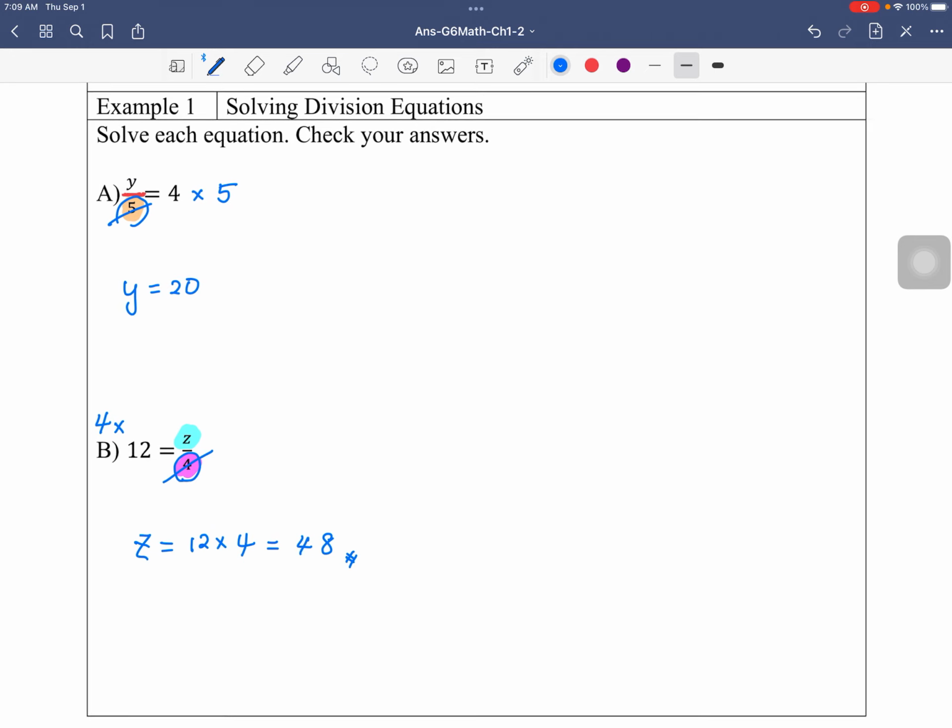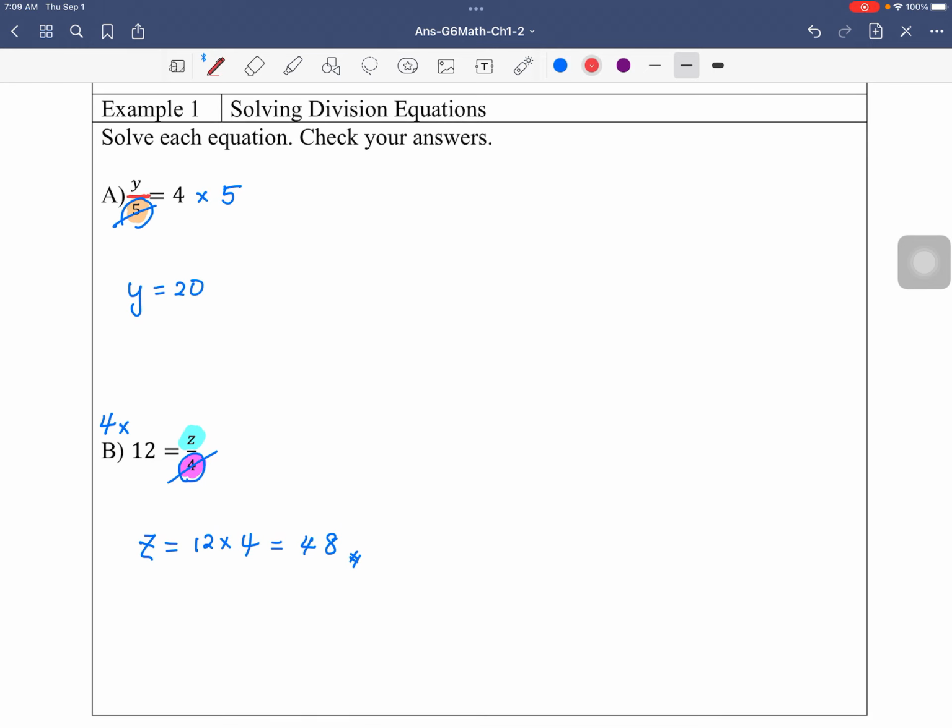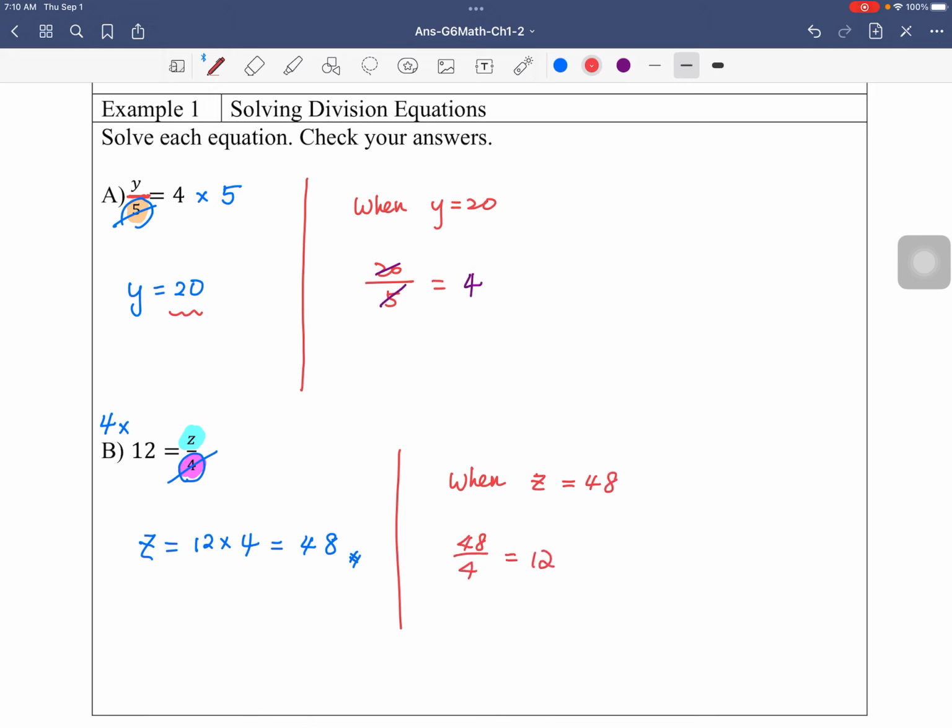And then we have to check answers. To check answers, simply plug it into the equation to see if it returns the result that we want. So now y equals 20. When y equals 20, 20 divided by 5 is 4. And when z equals 48, 48 divided by 4 is 12.